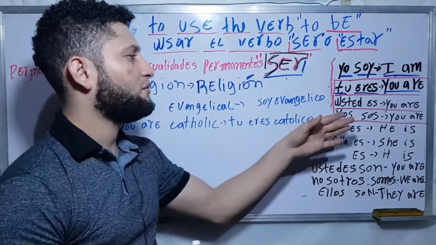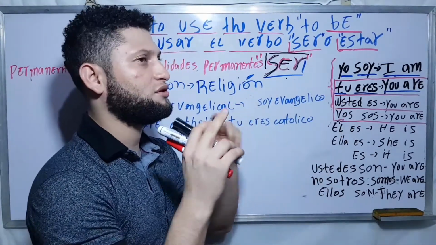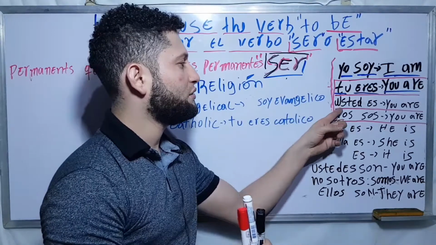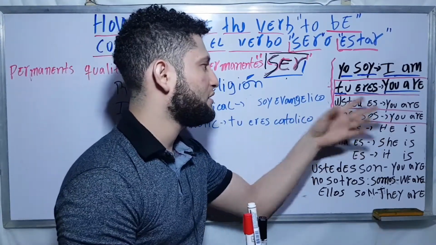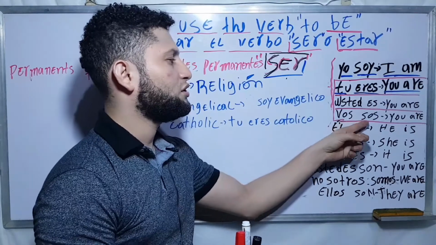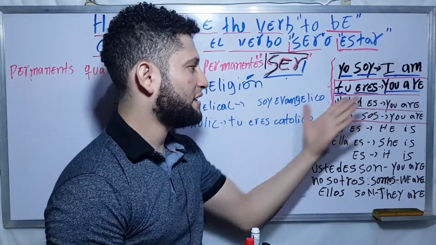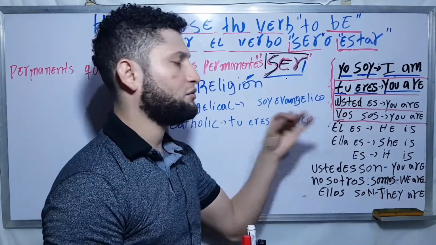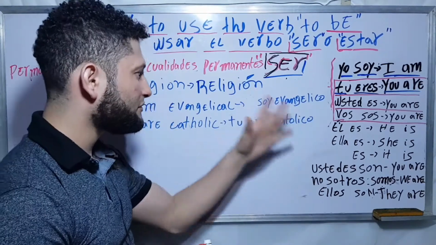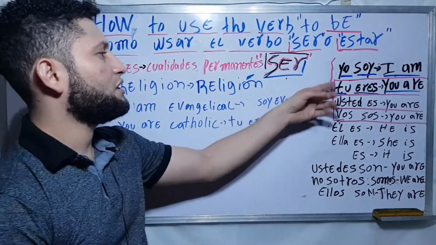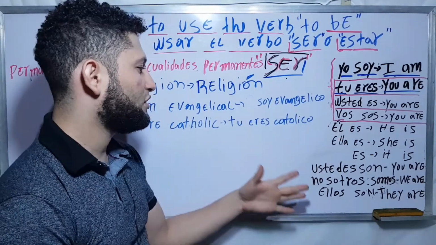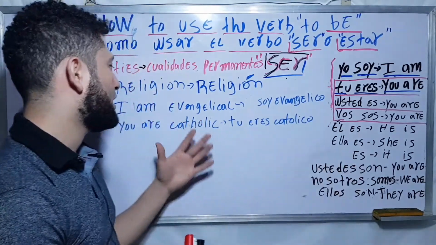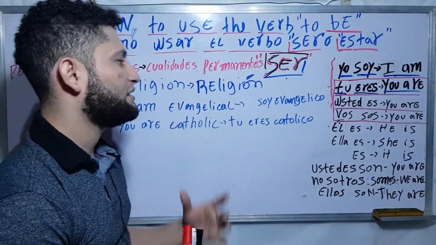Okay, so in this case, for our second conjugation, you are, for you to speak in a polite way, usted, you need to say in this case usted es, or just eres or sos católico. Eres católico, sos católico. However, for our second one, usted es católico. Okay, obviously you can say yo soy, or ella es, or ellos son. They are Catholic, or they are evangelical.